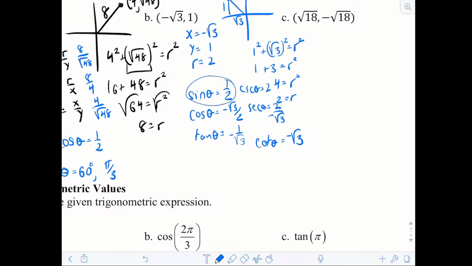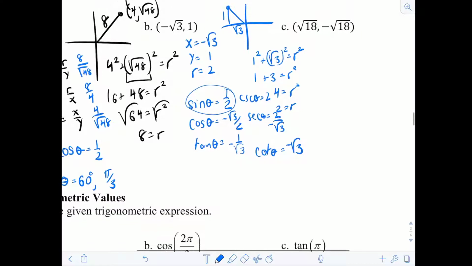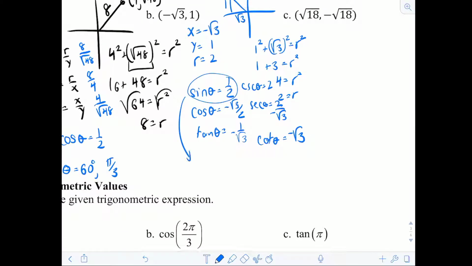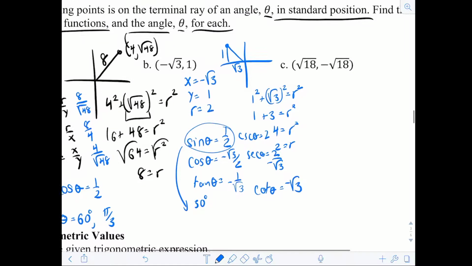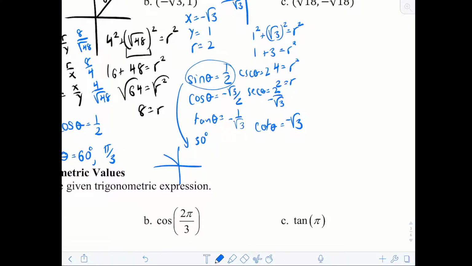And since when is sine going to be equal to 1/2? That would normally be 30 degrees, but since we're in the second quadrant, that means that we're going to have actually 30 degrees right here. So it would actually be theta is going to be equal to 150 degrees, or we can say that that's going to be 5 pi over 6. All right, last one.